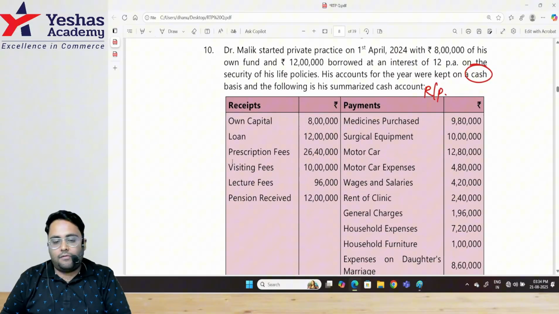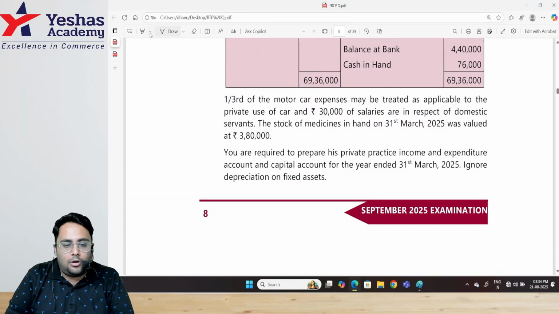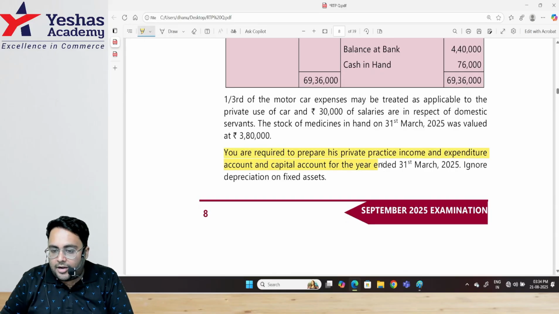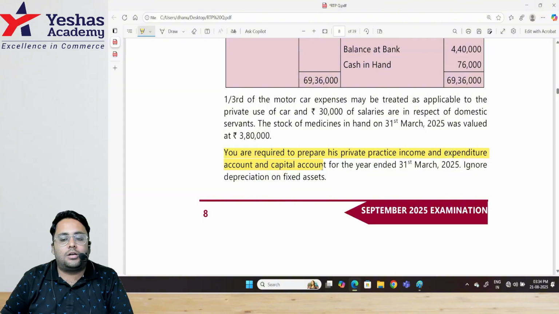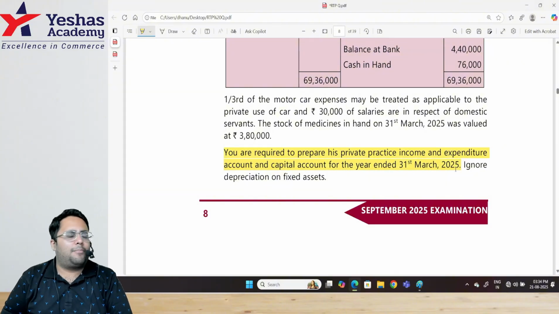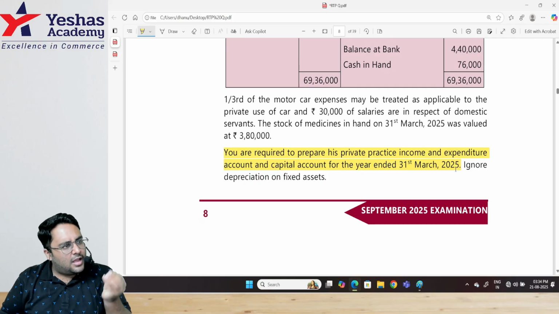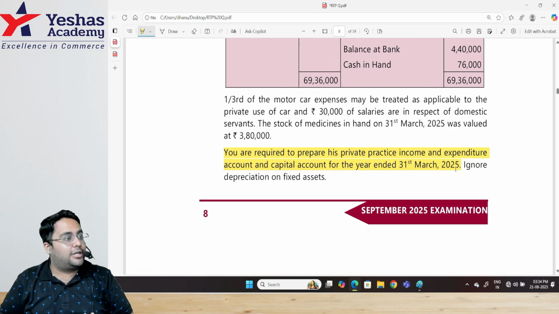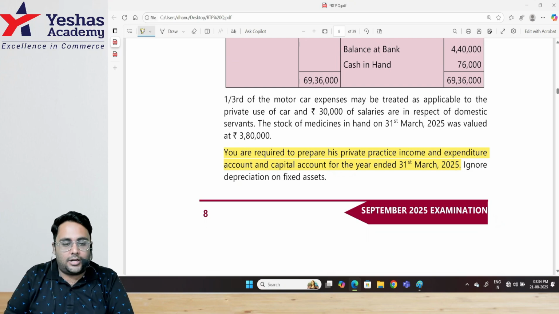Okay, they've given you receipts and payments account. If I read below, they are saying you are required to prepare his private practice income and expenditure account, capital account for the year 31st March. Ignore depreciation. They're asking only income and expenditure account and capital account. In the class, if you remember, we prepared the balance sheet also. Anyways, let us go ahead to solve.